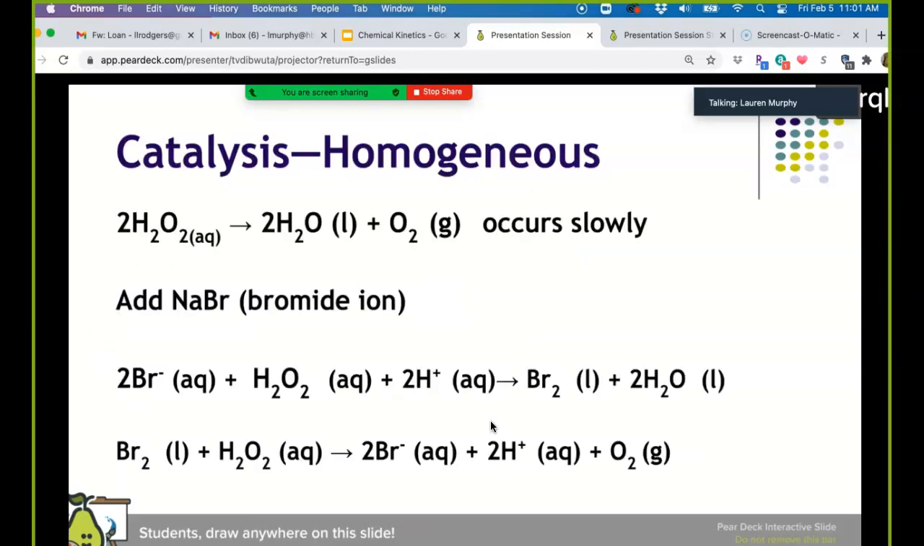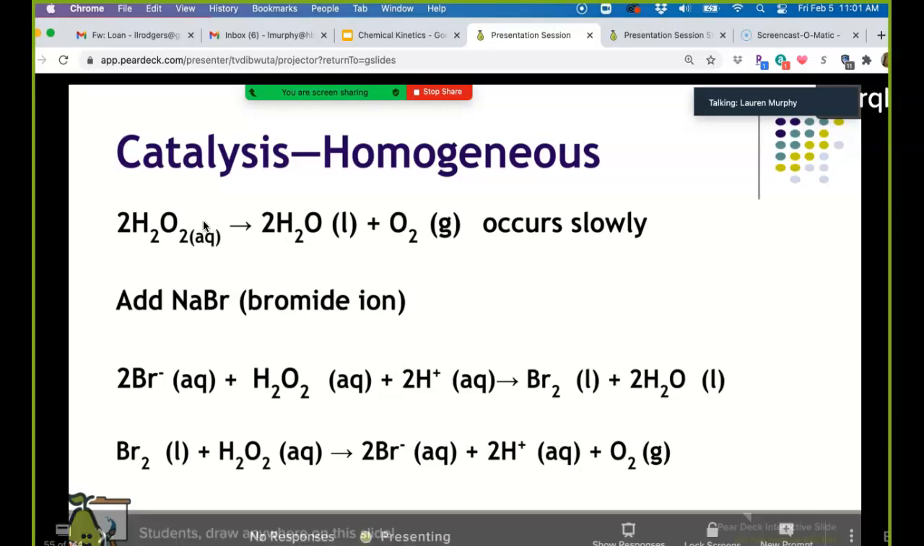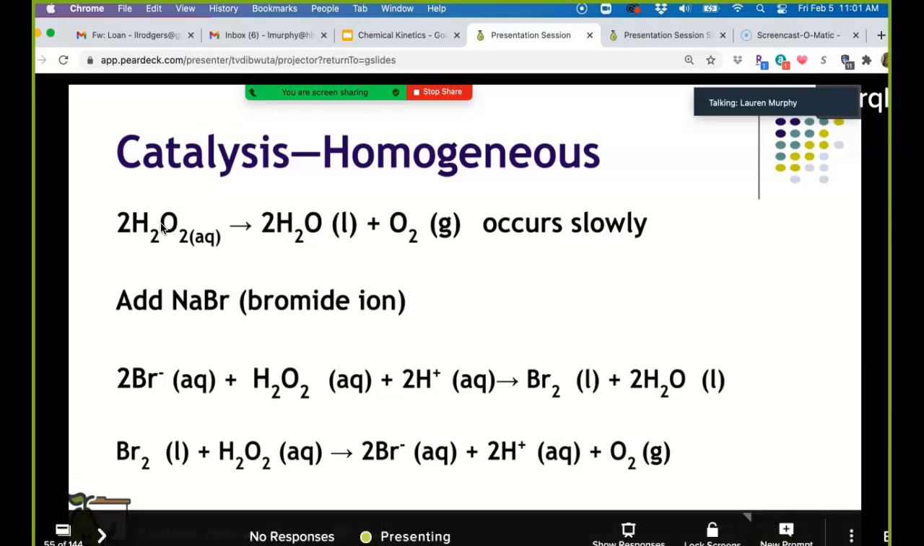So look at a homogeneous catalyst. This is the demo I was trying to do till someone jacked my hydrogen peroxide. So hydrogen peroxide breaks down super slowly. You can go buy a bottle of hydrogen peroxide and you could stare at it for hours and nothing's gonna happen. You don't really see this happen in real time. It does do it, but just very slowly under normal conditions.